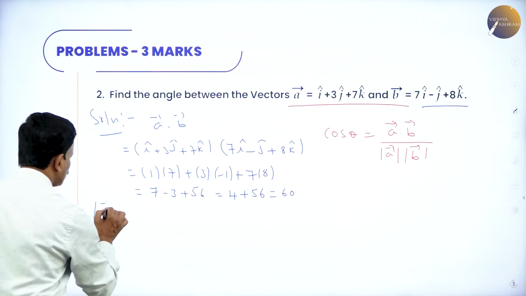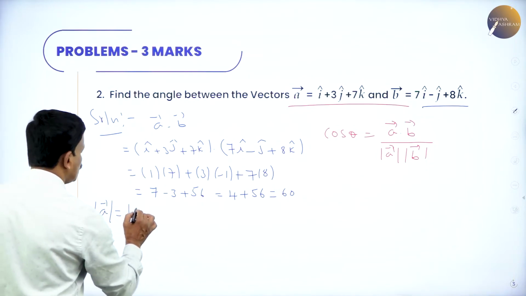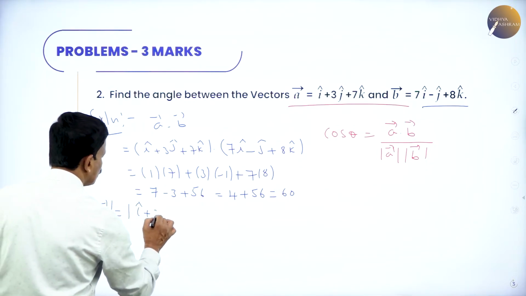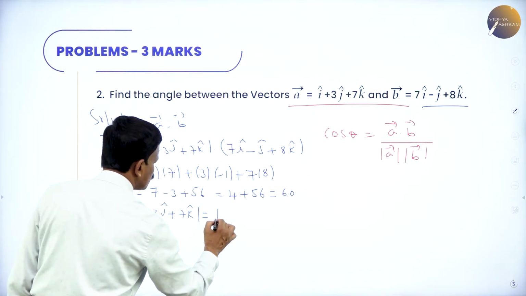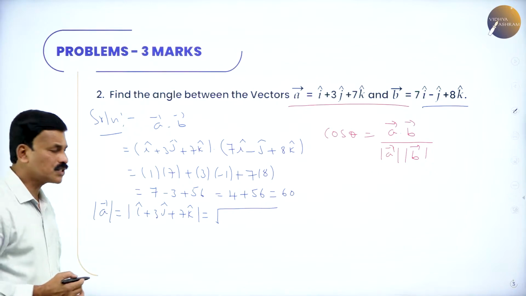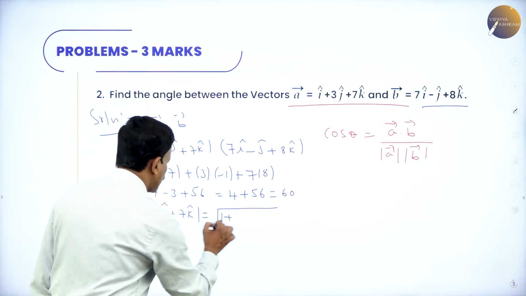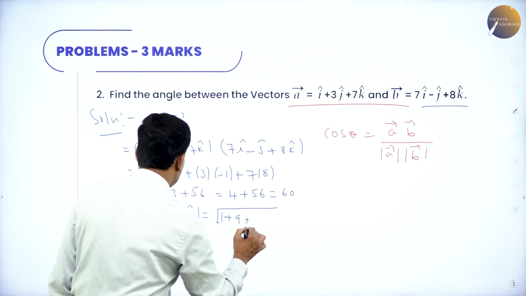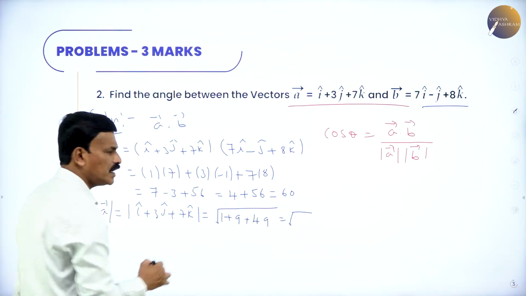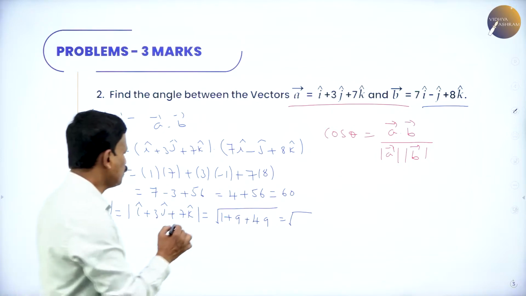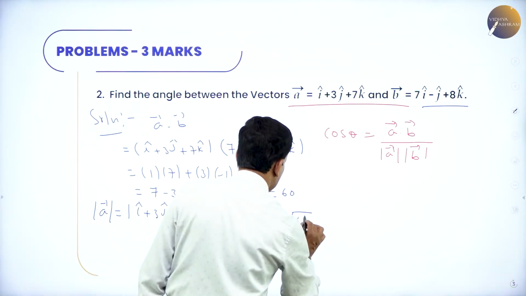Now find out length of vector A. Length of vector A is length of vector i cap plus 3j cap plus 7k cap. This is equal to square root of 1 square is 1 plus 3 square is 9 plus 7 square is 49. So this is equal to root of 49 plus 1 is 50. 50 plus 9 is 59.